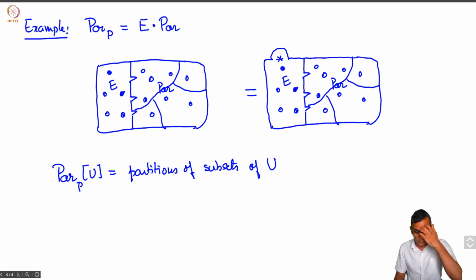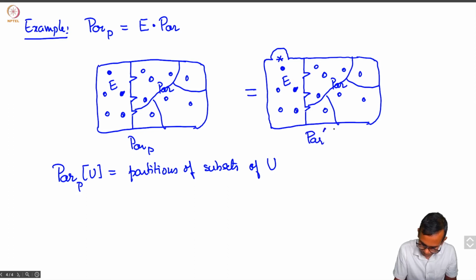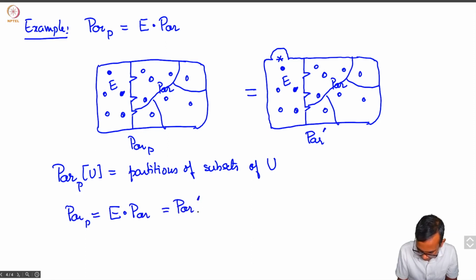I can add my star to E, and now this E is forced to be this component of U plus. This block of U plus is forced to be non-empty because at least star is in it. And so what we have is this left hand side is Par P and the right hand side is Par prime. So what we have is E dot Par, which is the same as Par P, is Par prime.